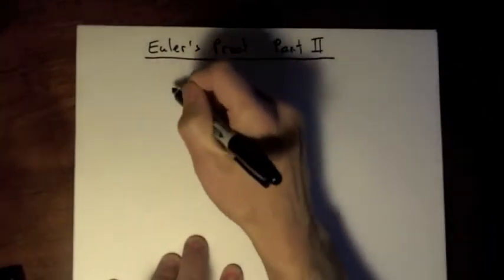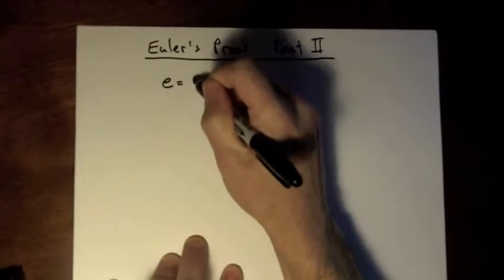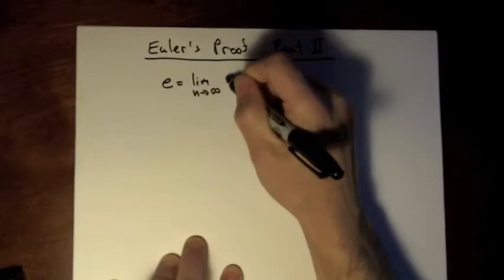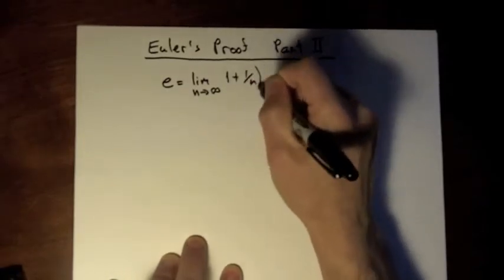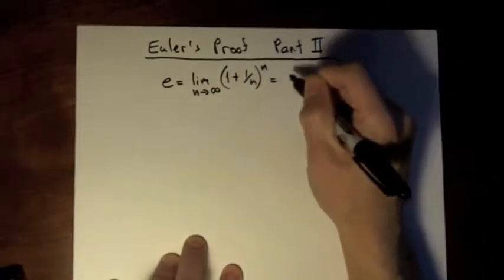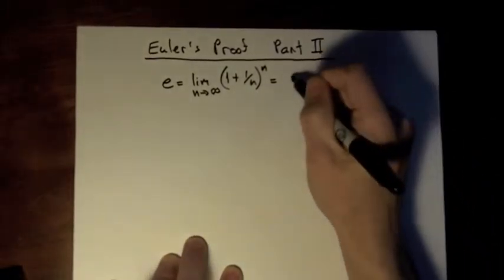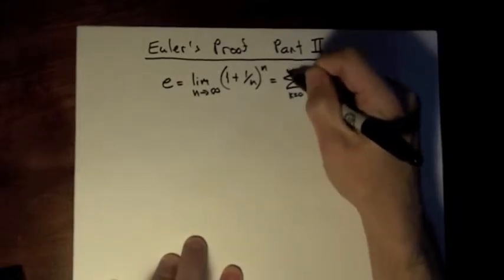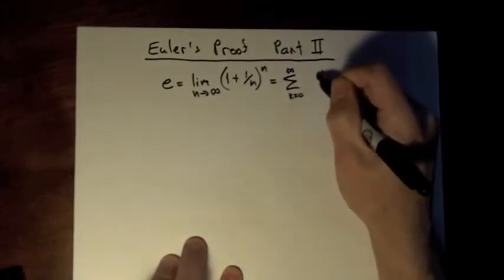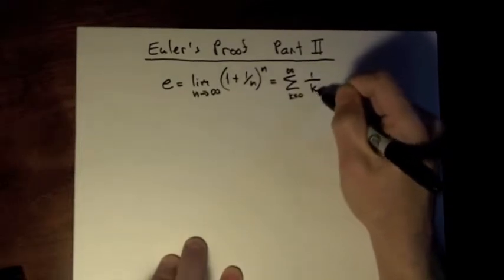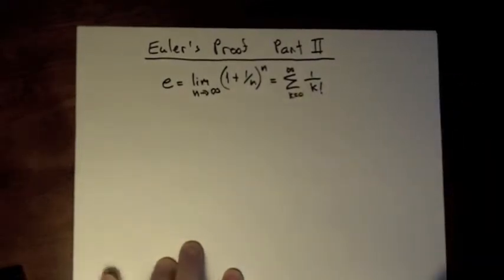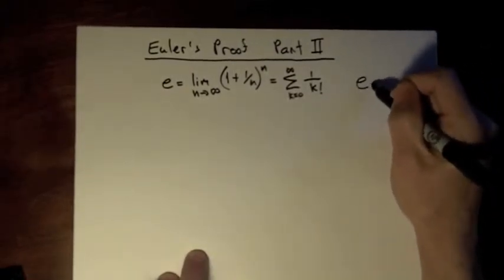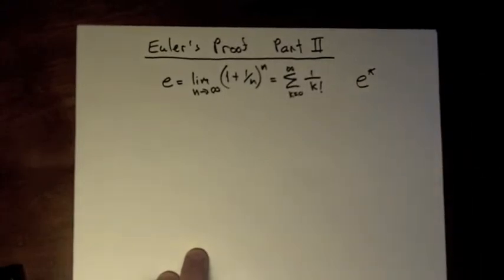He had determined that e, which is equal to the limit as n goes to infinity of (1 + 1/n)^n, can be represented as an infinite series of reciprocals of factorials. Okay? Today we want to look at the question, what happens when we've got e to the x?